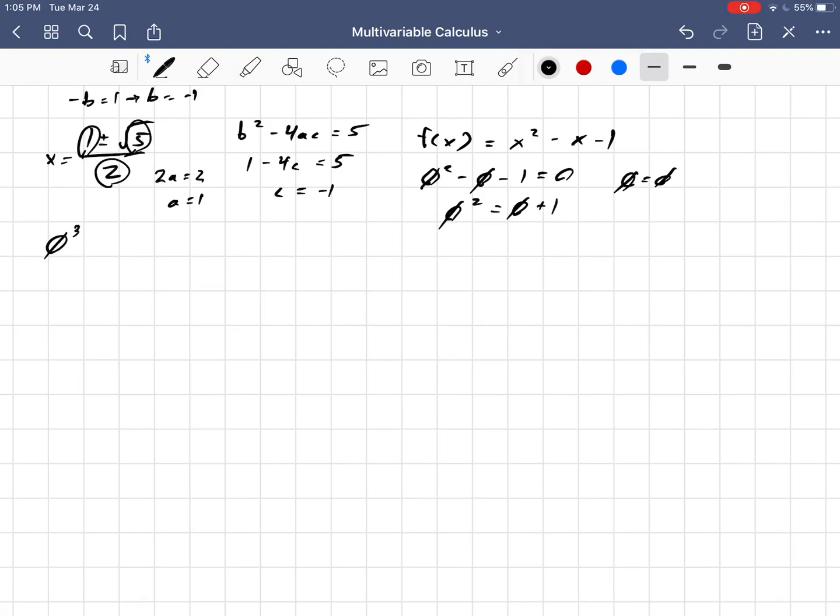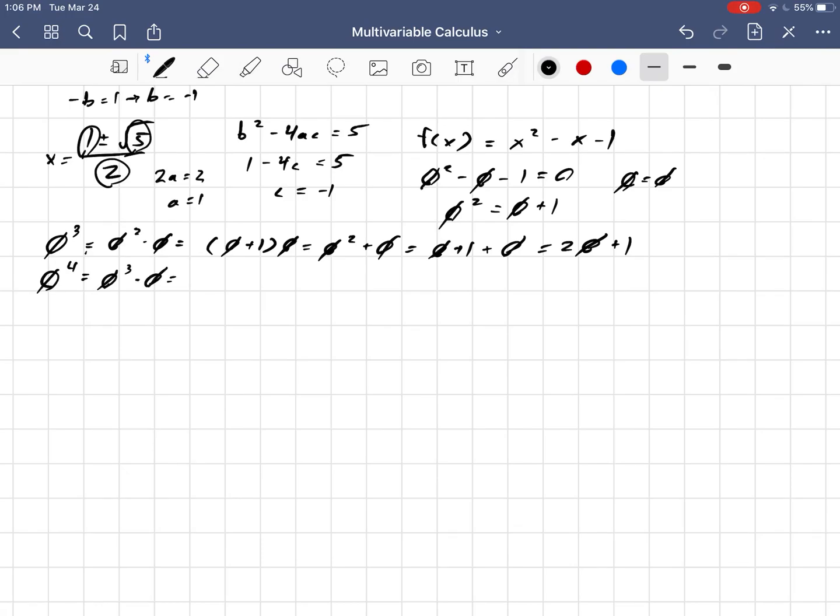Well, maybe you might be interested in, what's phi cubed equal to? Maybe we could simplify that some. Well, that's equal to phi squared times phi, which is phi plus 1 times phi. That's phi squared plus phi, which is phi plus 1 plus phi, or in other words, 2 phi plus 1. So you can cube the number. That's the same thing as just multiplying it by 2 and then adding 1. And let's do phi to the 4th.